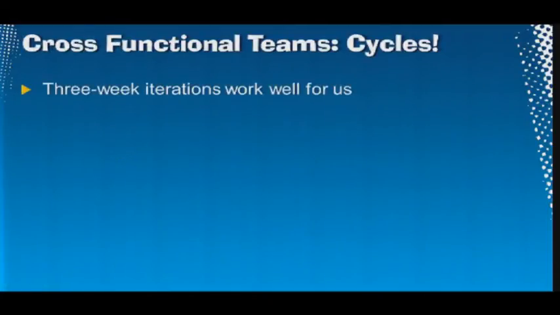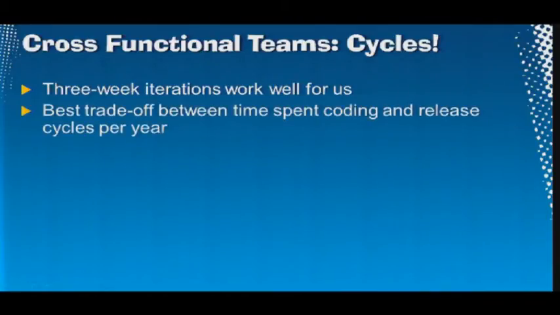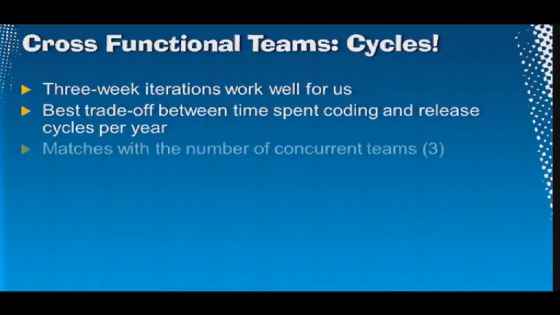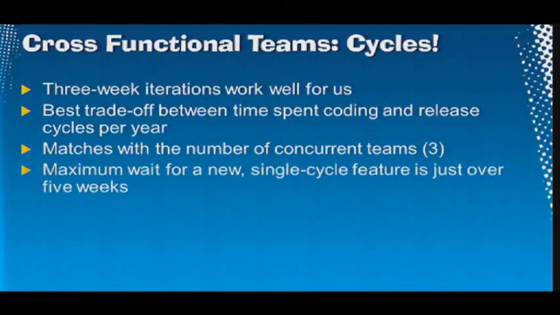So our cycles, 3-week iterations, work really well for us. It's the best trade-off for us between the time coding and the number of cycles per year that we can release, our sort of velocity, if you like. It matches nicely with the number of concurrent teams we have. We have 3 concurrent cross-functional teams at the moment. That works pretty well. We'll probably get more very shortly.